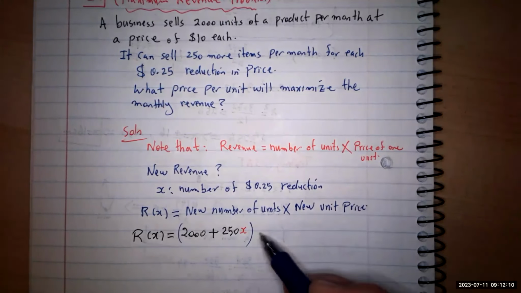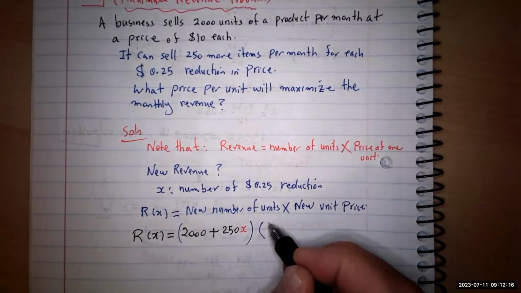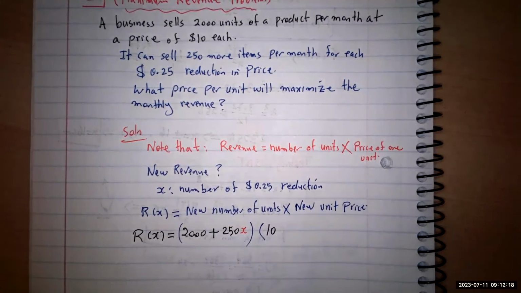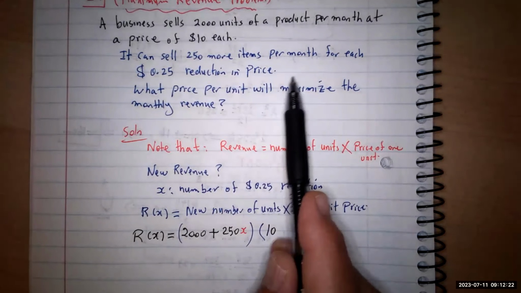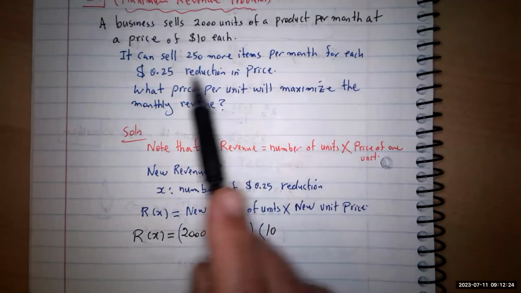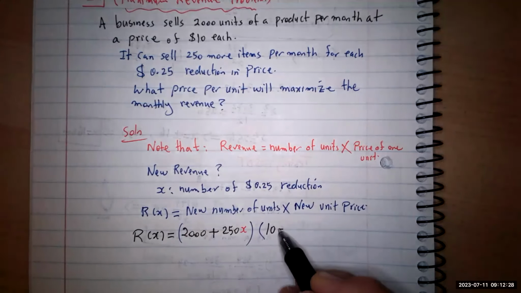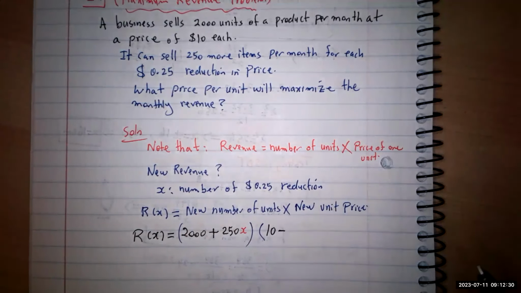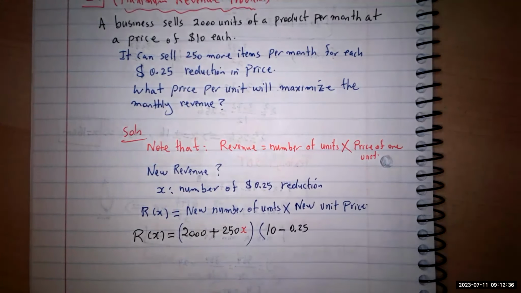New price. What is the original price? $10. What do you do with the price? Reduction. If it's a reduction, minus. If it's going to be an increase, plus. How much are you going to reduce it? 25 cents. But how many times?